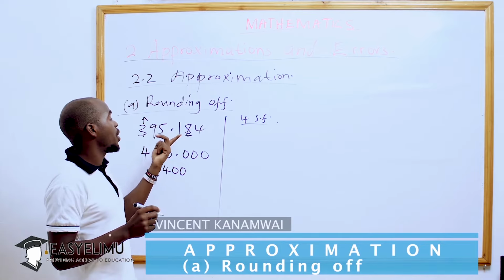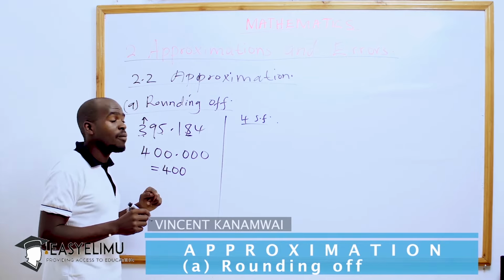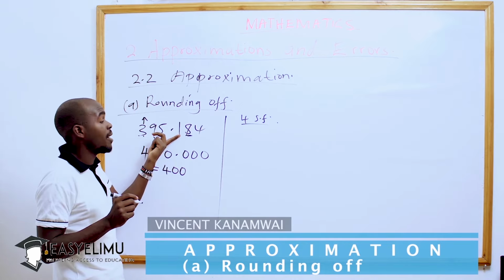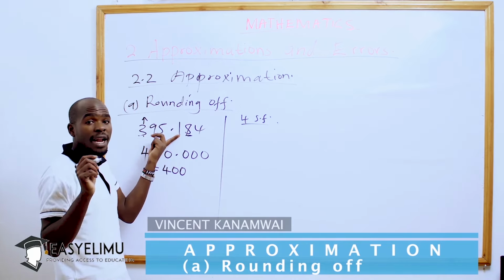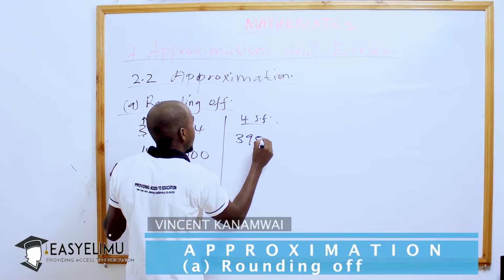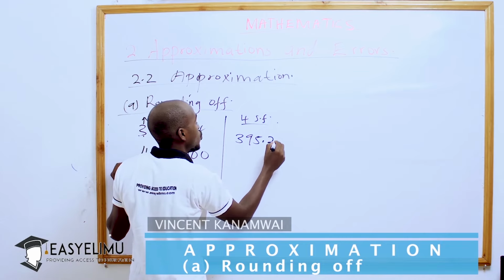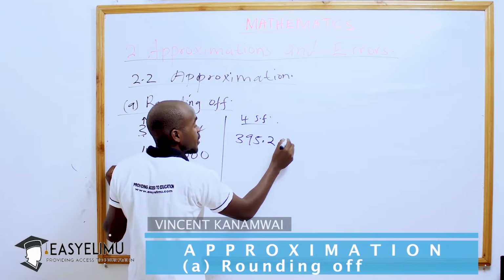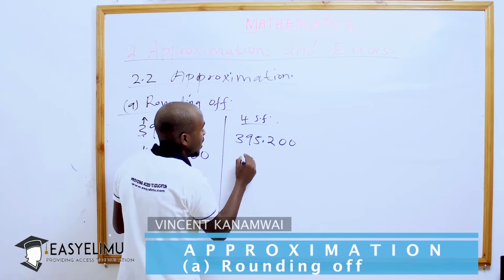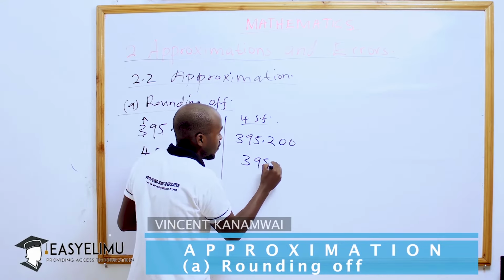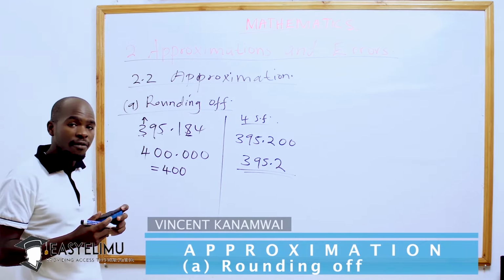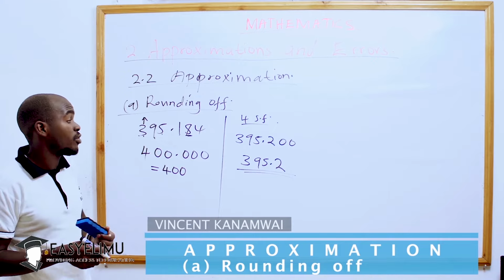So meaning we can now replace it with the 0, but the adjacent number which we are now to round off to, it will have an addition of 1, and it will become 395.2, but the others will be replaced with the 0. So that is our number, or we can still write it 395.2. This is the number to 4 significant figures, rounded off.